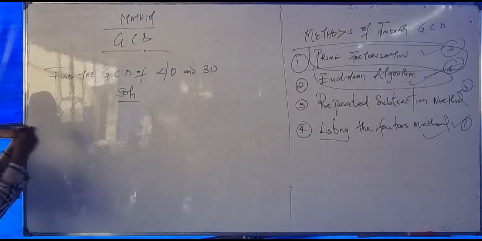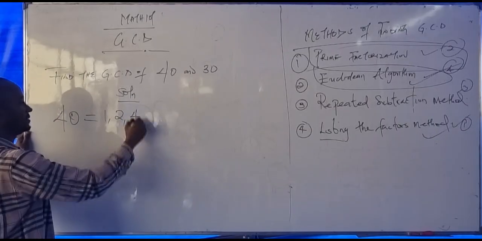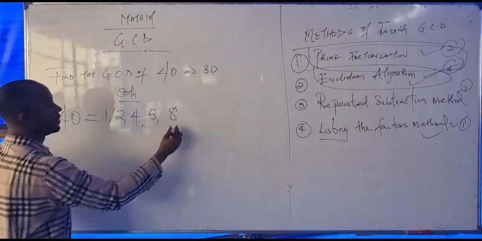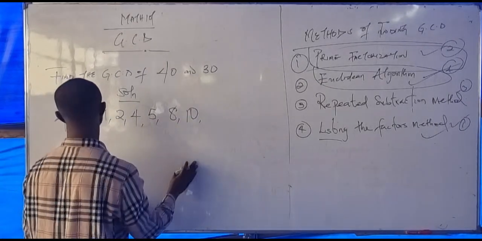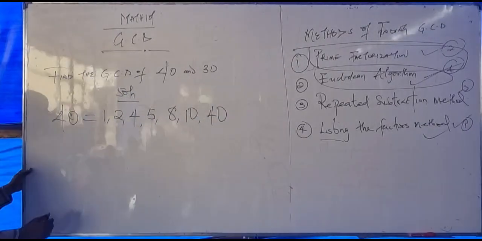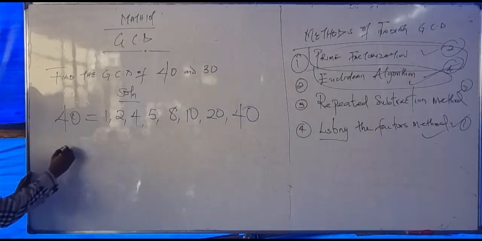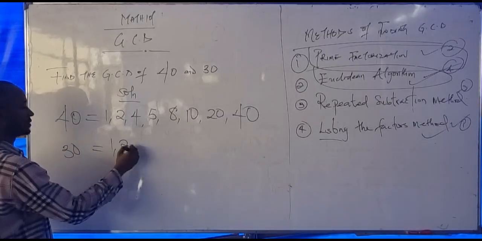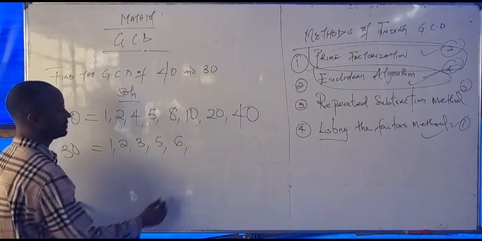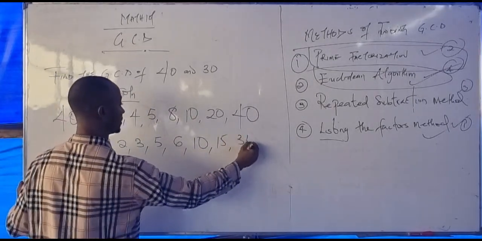What are the factors of 40? 1, 2, 4, 8, 10, 20, followed by 40. What about 30? The factors of 30 are 1, 2, 3, 5, 6, 10, 15, and 30.